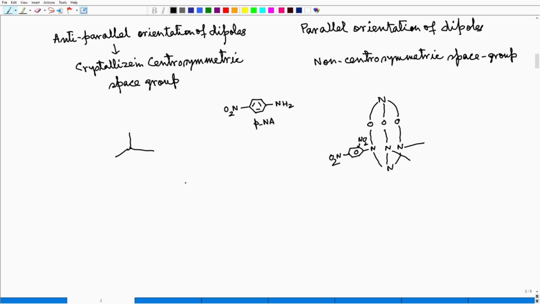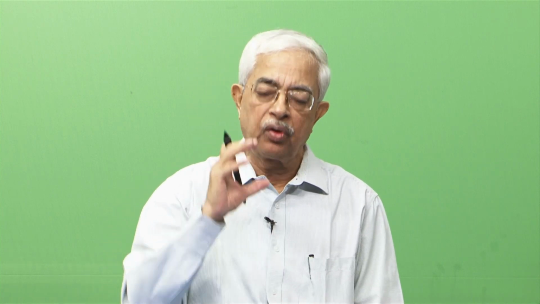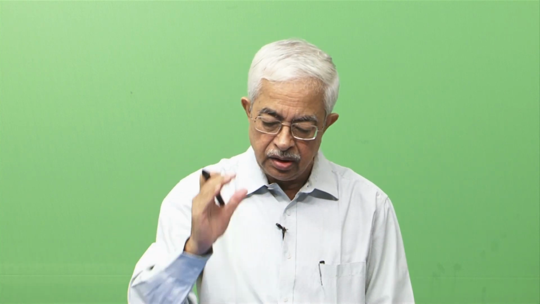crystallization. Another important fact I must tell you: if this is my dipole, this is positive, this is negative, say. Now, if in this situation I keep here an optically active center, an optically active carbon, that means my whole thing is now optically active. So, optically active molecules never crystallize in centrosymmetric space group. This is another important point.